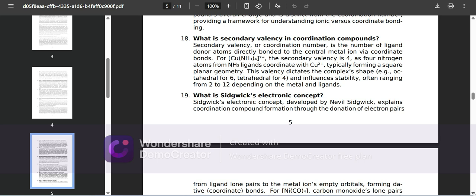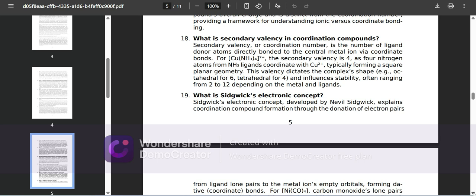What is the secondary valency in coordination compounds? Secondary valency, or coordination number, is the number of ligand donor atoms directly bonded to the central metal ion via coordinate bonds. For [Cu(NH3)4]2+, the secondary valency is 4, as four nitrogen atoms from NH3 ligands coordinate with Cu2+, typically forming a square planar geometry.